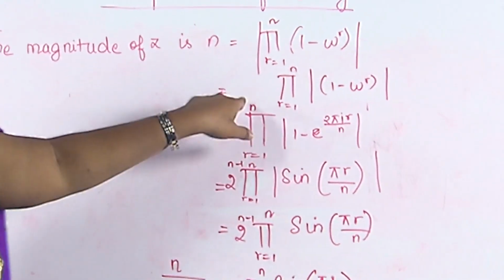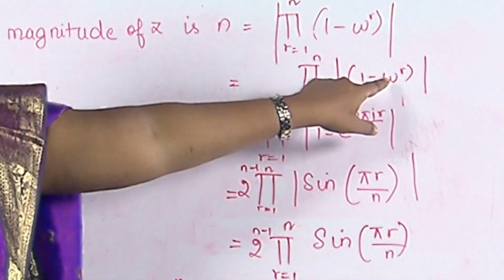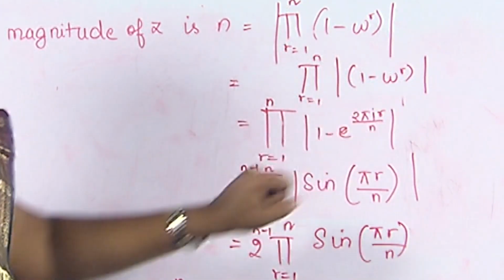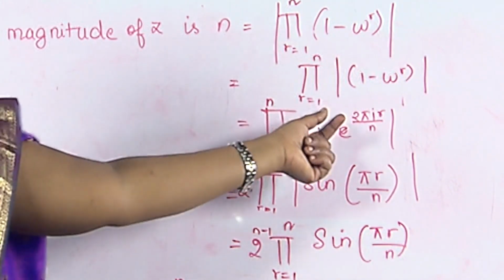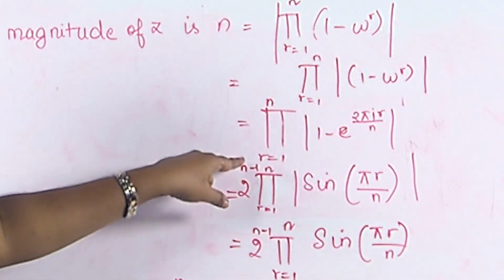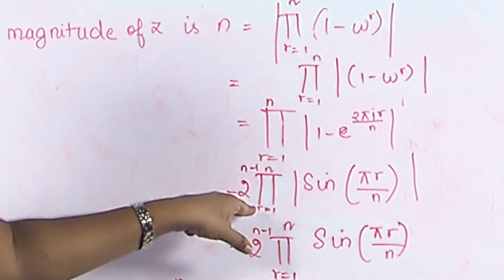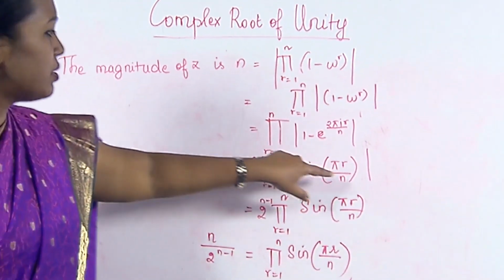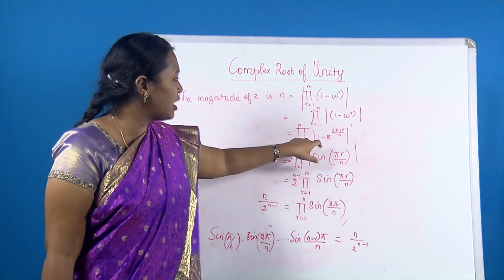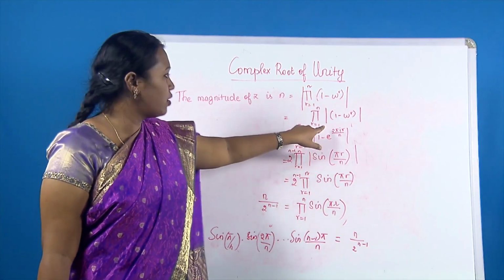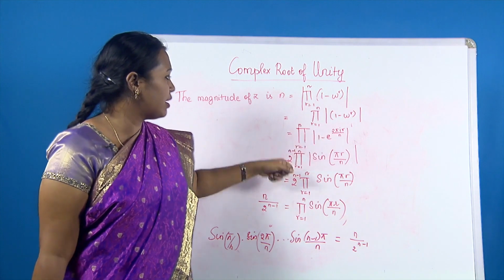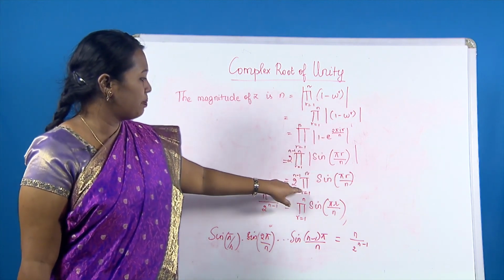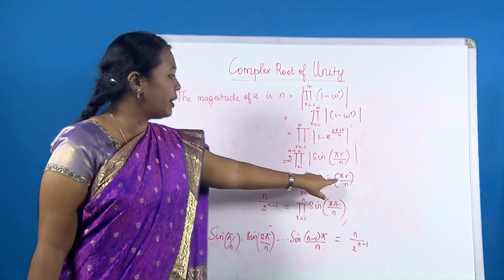So the product for r equal to 1 to n of 1 minus e power... So we know instead of omega power r we can substitute e power 2 pi i r by n, and therefore when we take a 2 term outside, we are left with 2 power n minus 1 on the outside, and the product for r equal to 1 to n of sin pi r by n. So this we get by cancellation of terms after substituting cos and sin terms and cancelling, and 2 power n minus 1 times the product for r equal to 1 to n of sin pi r by n.